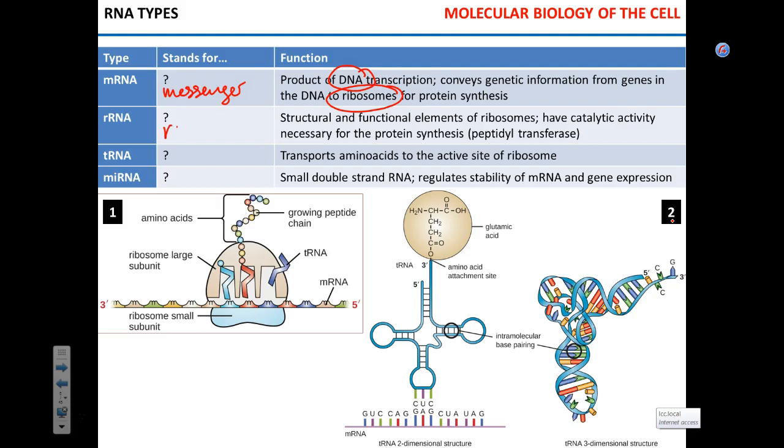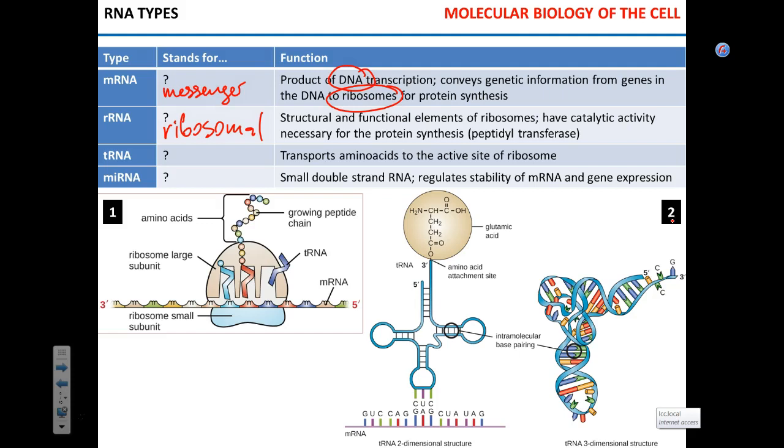rRNA. R stands for ribosomal. There you go. Well, kind of self-explanatory. It's a structural component of ribosomes. In fact, ribosomal RNA has a certain catalytic activity. And this catalytic activity is necessary for protein synthesis. I don't know if, when you took previous biology classes, this is what you were told. When I took high school biology, we were told that all enzymes are proteins. Turns out it's not entirely true. Most enzymes are proteins, but some of them are RNA molecules, ribosomal RNA.